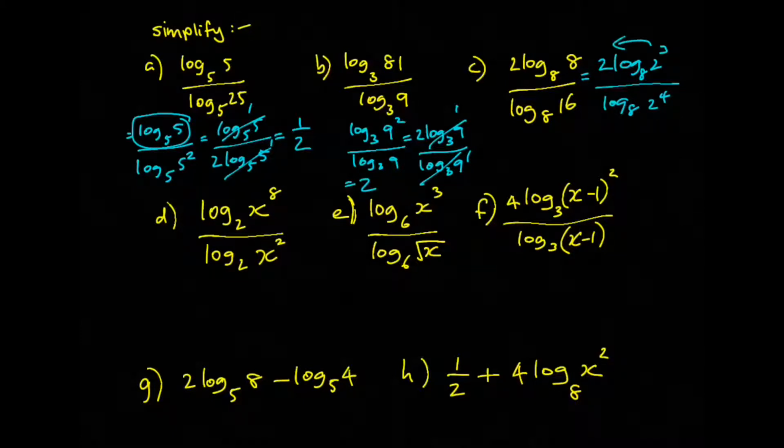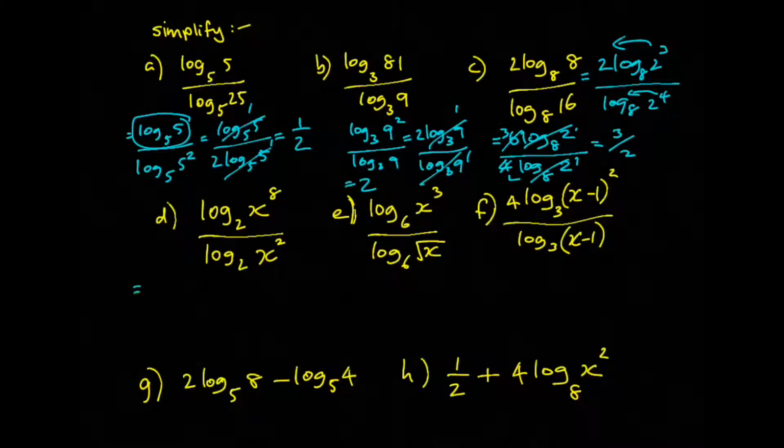Now we can bring these down the front to multiply, and we have 6 log to base 8 of 2 divided by 4 log to base 8 of 2. Again, these cancel to give 1, and we're left with 3 on 2 because these break down.